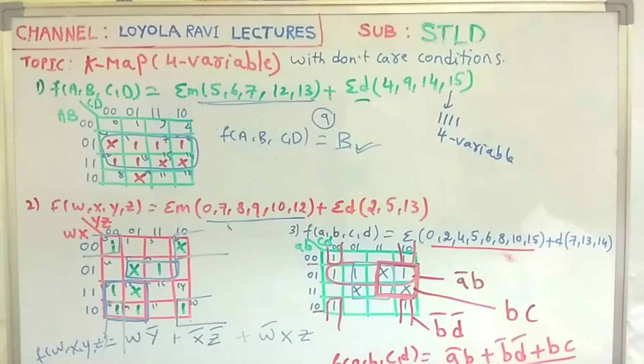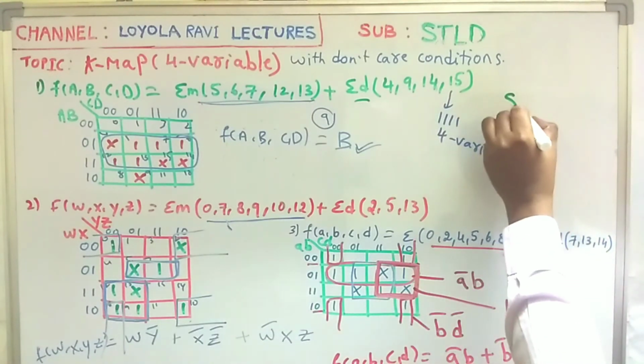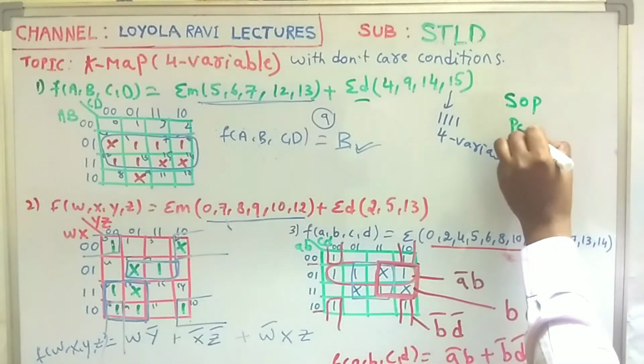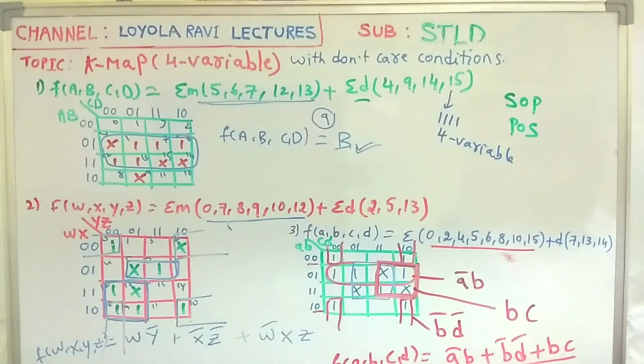Like this, you can solve a number of problems by using K-map, without don't cares and with don't cares, for 4 variable or 5 variable or 3 variable or any number of variables up to 6. You can take any one up to 6 variable K-maps. You may solve SOP or POS, without don't cares and with don't cares.